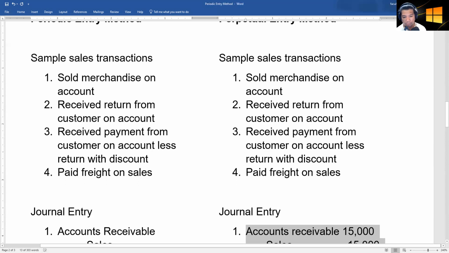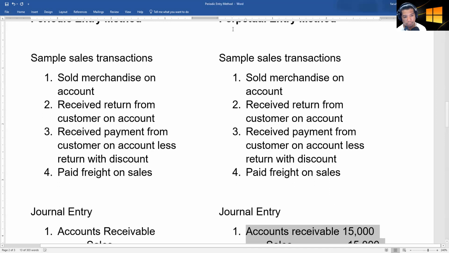While in perpetual, we convert the four purchase accounts into merchandise inventory. Di ba? And then automatically, when you sold your product, we automatically recognize the cost of sale or the cost of goods sold. Okay? So I hope na malinaw po yan.